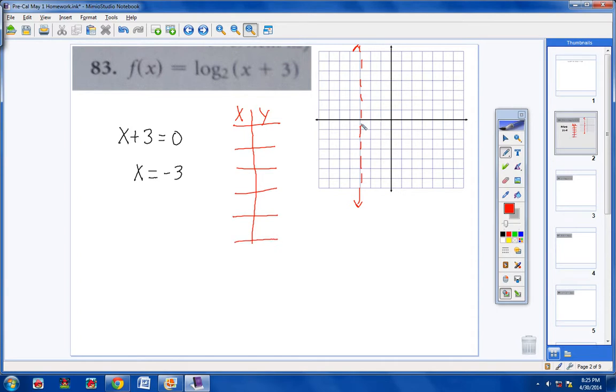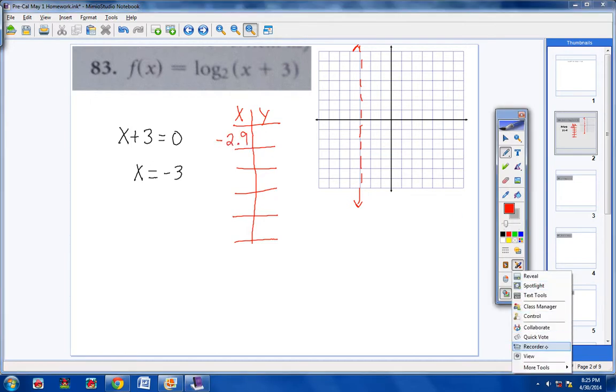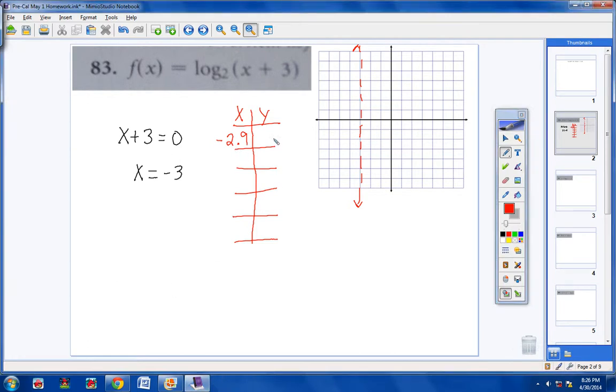So here are the numbers that you should put into the table of values for your graph. We're at negative 3, and we want to get real close to that vertical asymptote, so negative 2.9, and next would be negative 2, and then negative 1, and then 0, and then 1. Okay, so here we go. Let's get started substituting these values in.